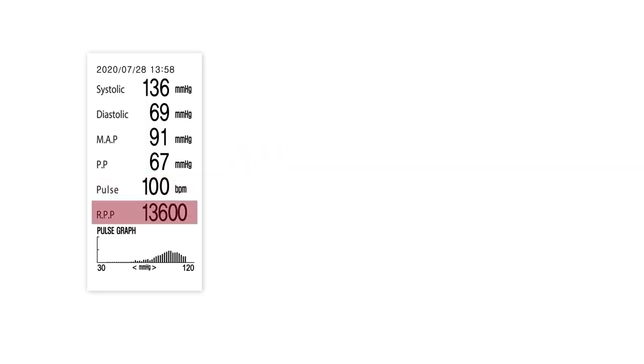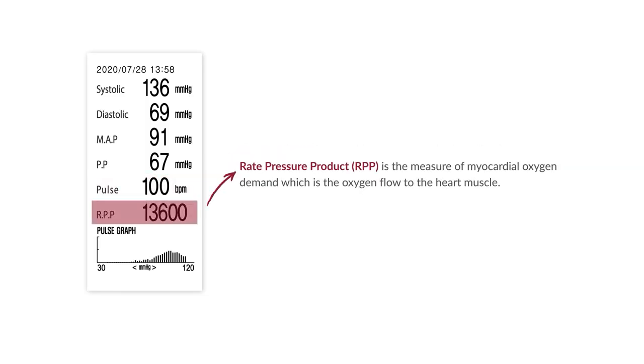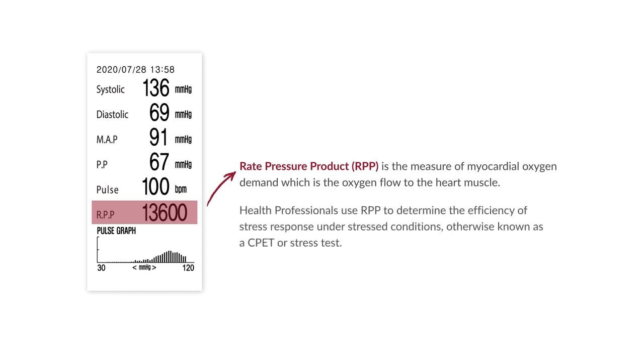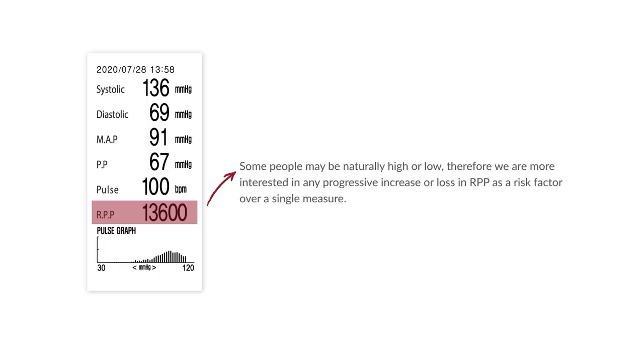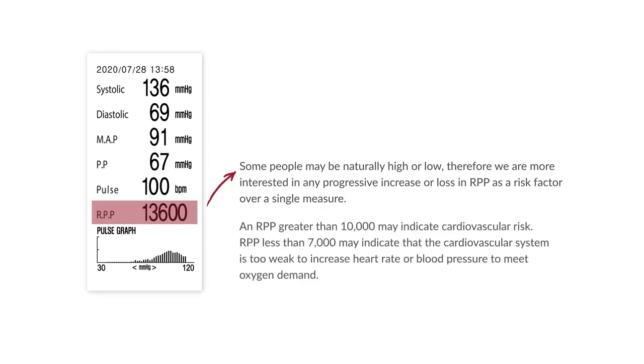Rate pressure product, or RPP, is the measure of myocardial oxygen demand, which is the oxygen flow to the heart muscle. Health professionals use RPP to determine the efficiency of stress response under stressed conditions, otherwise known as a CPET or stress test. Some people may be naturally high or low. Therefore, we are more interested in any progressive increase or loss in RPP as a risk factor over a single measure. An RPP greater than 10,000 may indicate cardiovascular risk. RPP less than 7,000 may indicate that the cardiovascular system is too weak to increase heart rate or blood pressure to meet oxygen demand.